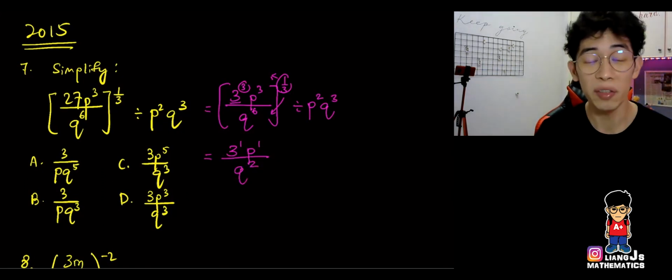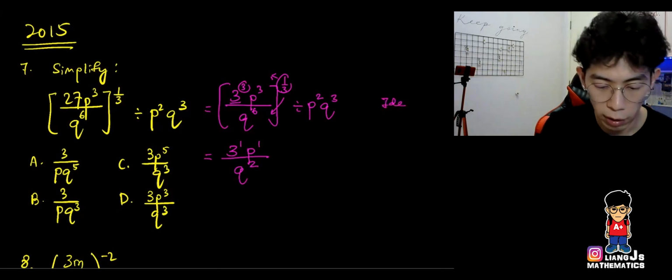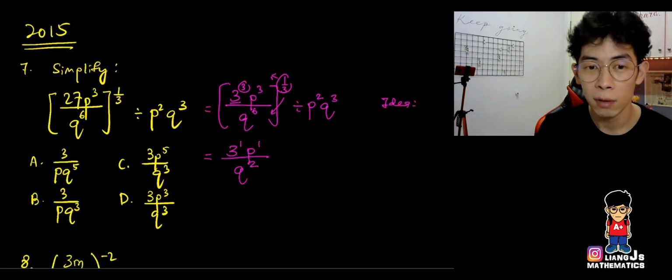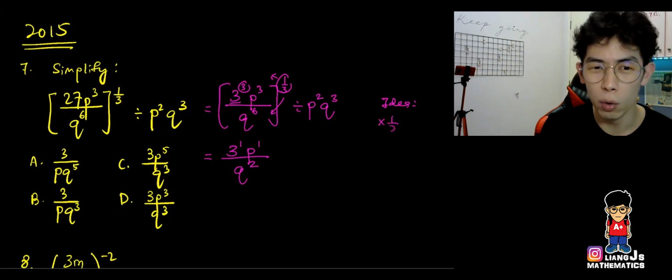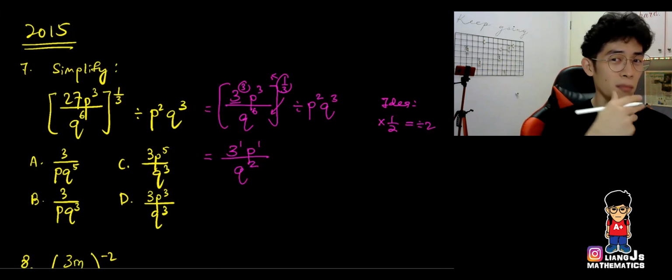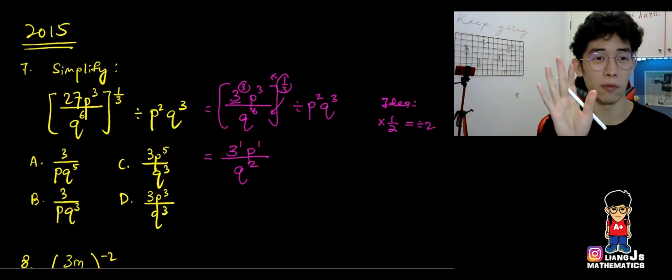Everyone, there's one thing I want to ask. Do you agree? Okay, idea: times 1 over 2 is actually divide by 2. Agree or not? Okay, never mind. If you don't agree, I'll just tell you a very simple idea.